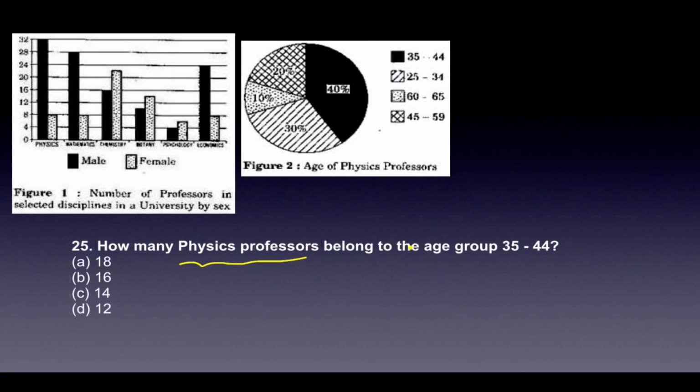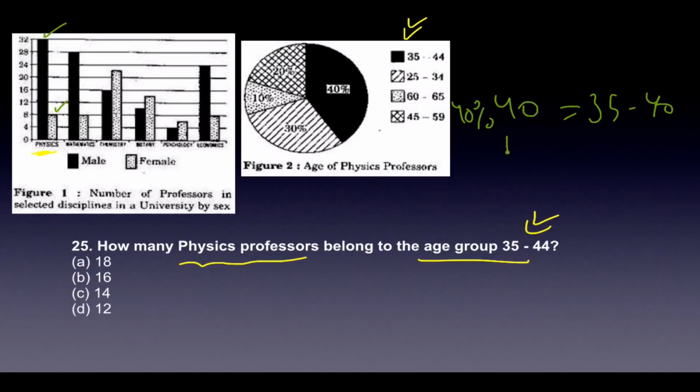How many physics professors belong to age group 35 to 44? You just see this graph. So here we have physics professors. How many total are there? This is 32 males plus 8 females, so a total of 40, out of which 40% belong to 35 to 44. So 40% of 40 is 16. Very easy. Just multiply 4 into 4 divided by 100. So the answer is 16.